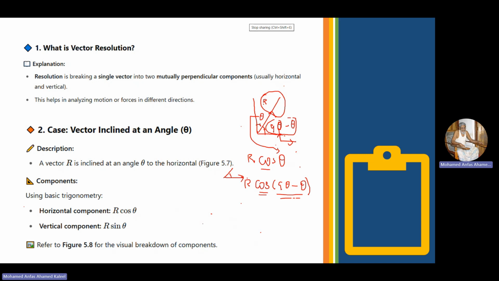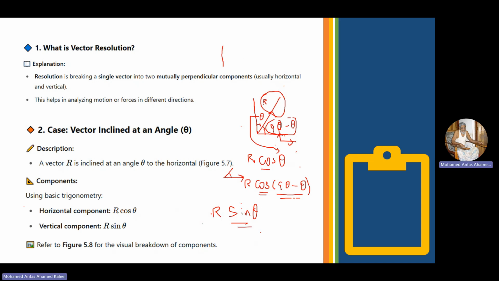Which direction you want to convert that force to, the angle between that direction and the force is the one you have to consider. So in any case you can put, let's say, R, then what? Cos 90 minus theta is what? Sin theta. So if you know the angles clearly, then what?